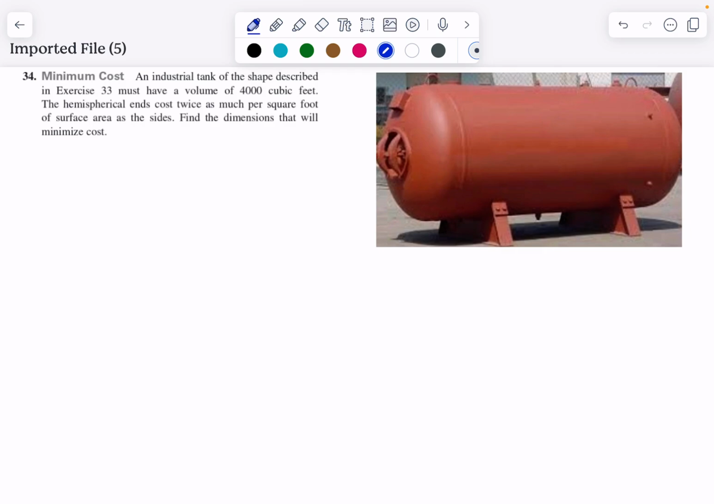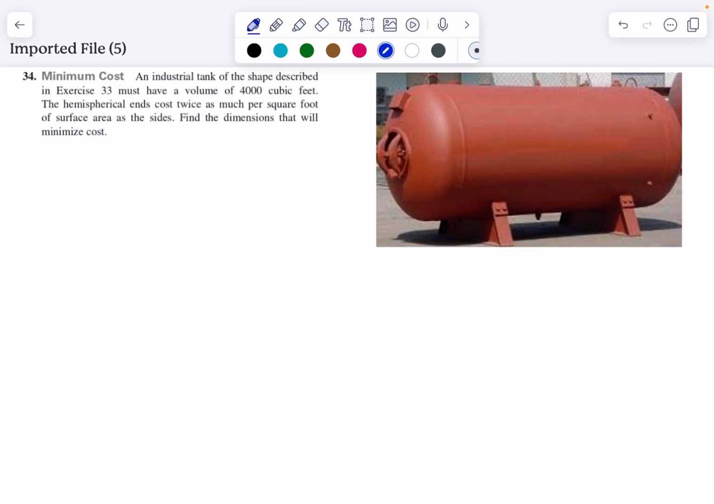Okay, so question 34. It's definitely challenging, but it's still one I want you to work through, but I'm going to get you started. Okay. So as you are moderately familiar with now, when you're doing an optimization problem, you need a couple different equations, a primary and a secondary.